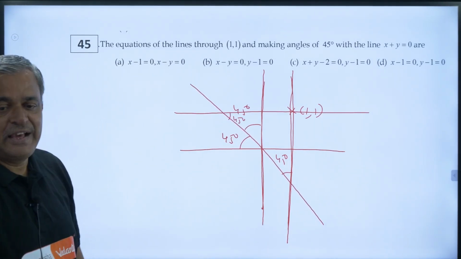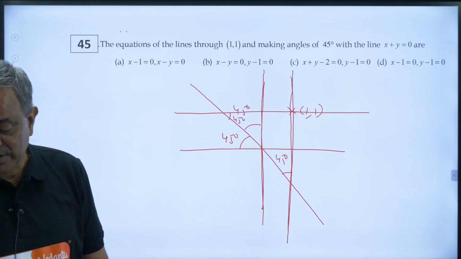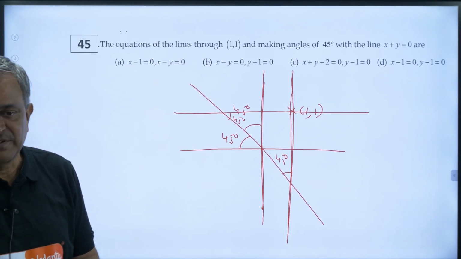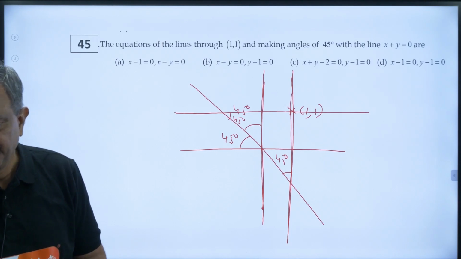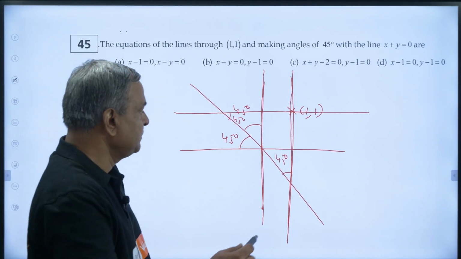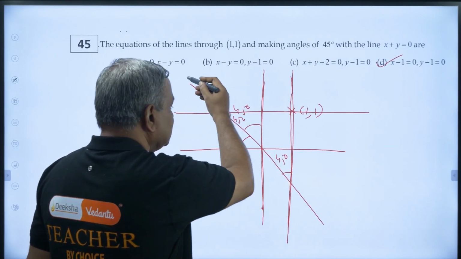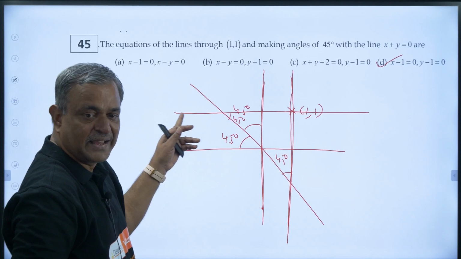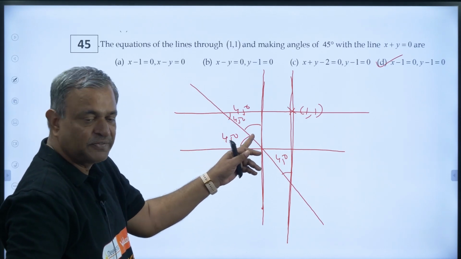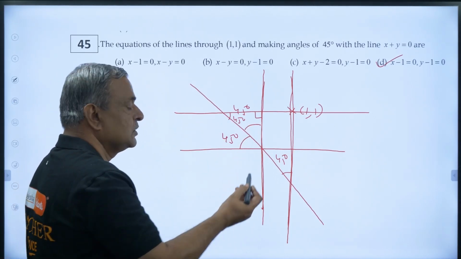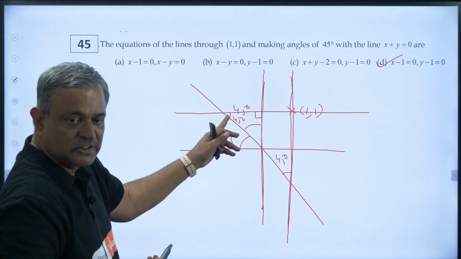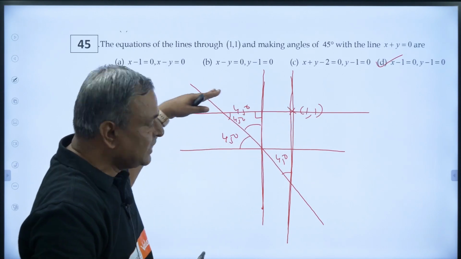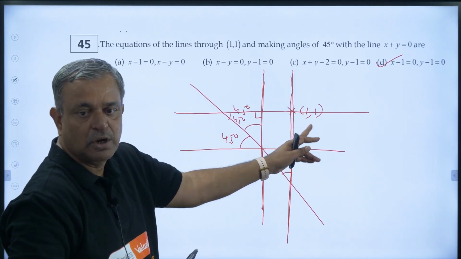So which option is correct? x minus 1 is equal to 0 and y minus 1 is equal to 0. So option D is correct. Diagrammatically I showed you, this is a line which is making 45 degrees. The line passes through (1,1). This is the one line which is 45 degrees because this is 45, this is 45, this is 90. And this is 45, this is 90, obviously this angle will be 45. This is y equal to 1 and this is x equal to 1. Line passes through (1,1).